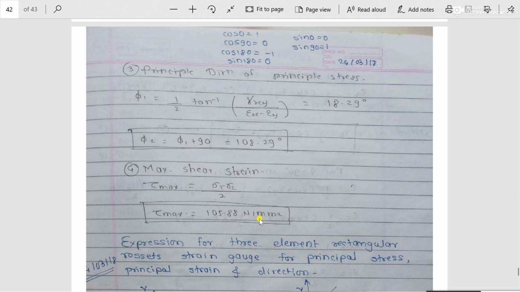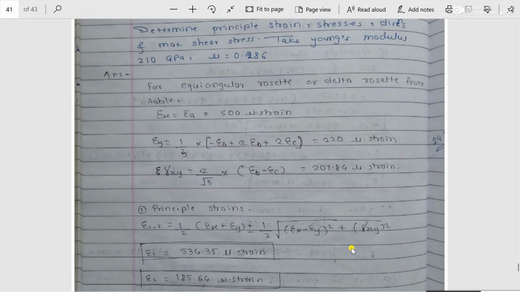So this is about the equiangular rosette, in which we have calculated four parameters: principal strains, principal stresses, direction of principal stresses, and the maximum shear stress. So like that we have to solve the problems based on the equiangular rosette.